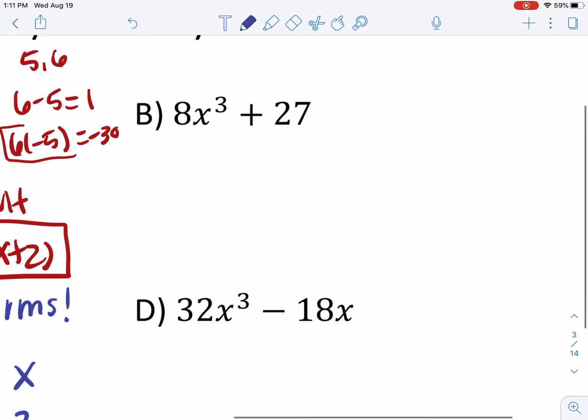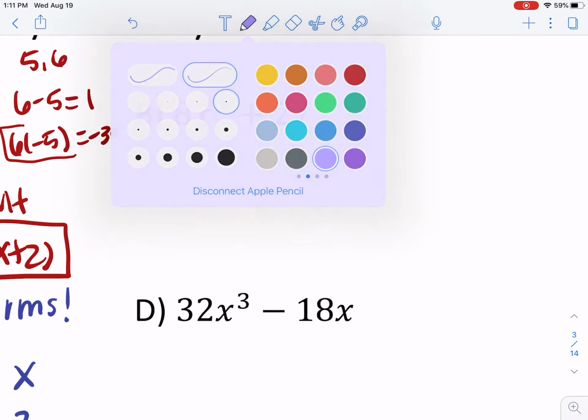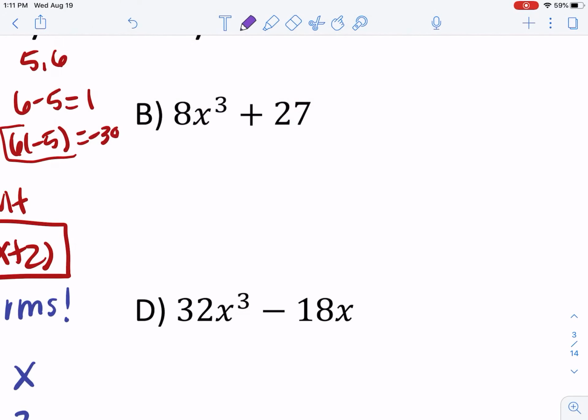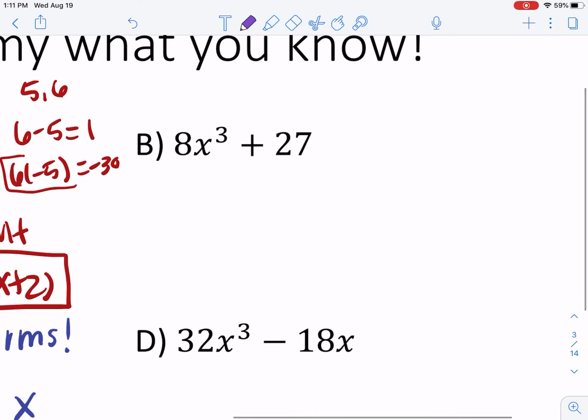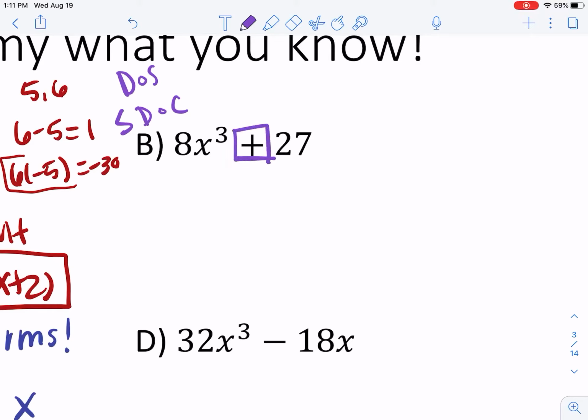All right, so the next one we're going to look at is b. So whenever you just have the 2 terms, you want to ask yourself, is it a difference of squares, or is it a sum or difference of cubes? Well, immediately, because this is a plus sign, I know it can't be a difference of squares. I know it can't be a difference of cubes, which means my only choice is a sum of cubes.